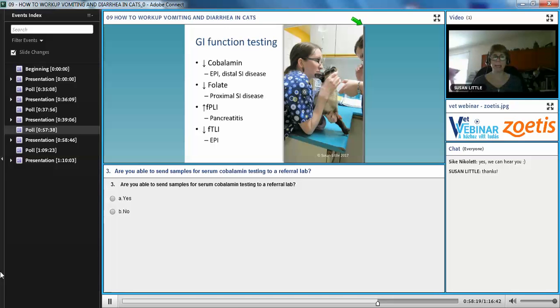The cobalamin test by itself does not require fasting. If you do that whole panel, you usually do have to fast your patient. But if you're just doing cobalamin alone, it doesn't require fasting. So it's an easy test to do, and it can give us some really useful information on our patients.